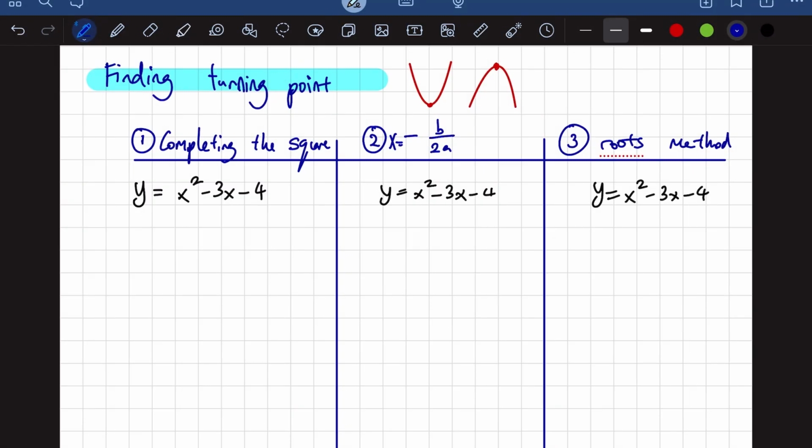Hi everyone. So today we're going to look at the process of finding turning points.